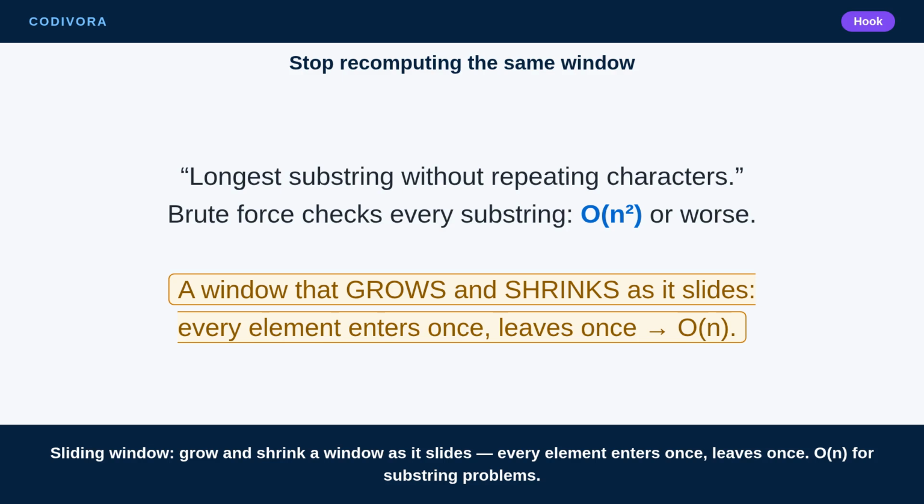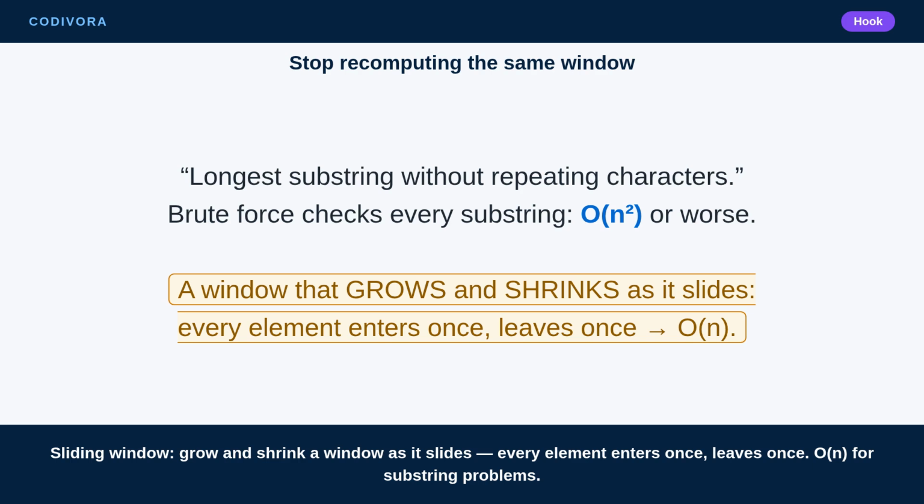Let's learn sliding window, the pattern that owns substring and subarray problems. Longest substring without repeating characters. Brute force checks every substring, quadratic or worse. The insight: as you slide through, neighboring windows share almost everything, so don't recompute, maintain. A window grows on the right, shrinks on the left, and every element enters once and leaves once, linear time. Contiguous plus longest, shortest, or at most, that's the signature.